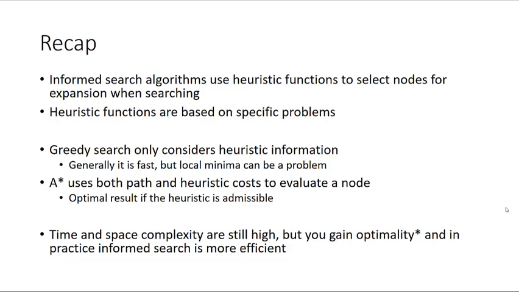But one, you gain optimality when you use A star with an admissible heuristic. And in practice, informed search is more efficient, right? So we looked at the previous slide that showed that table of how many nodes are expanded. And despite A star having exponential time complexity, it expanded far, far fewer nodes than uninformed search did.